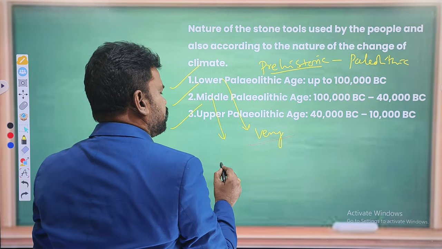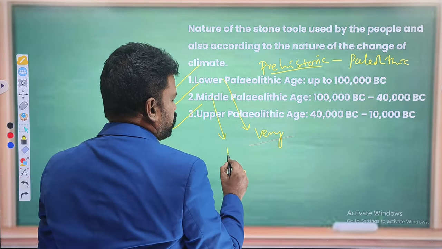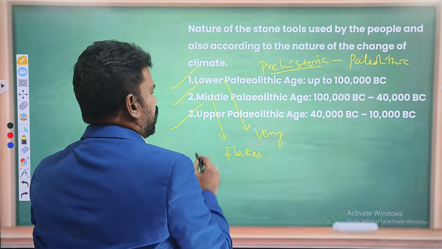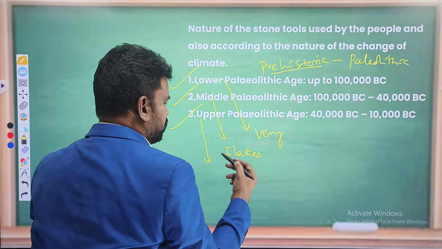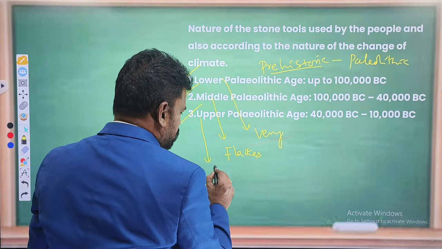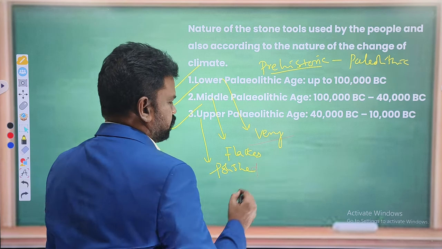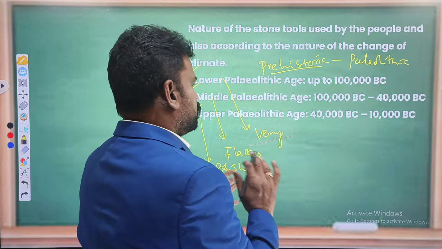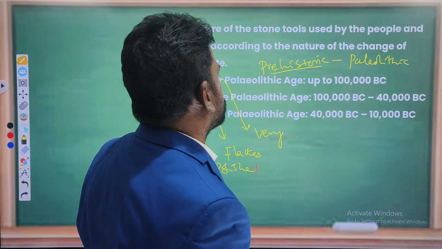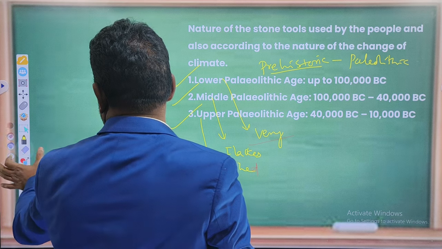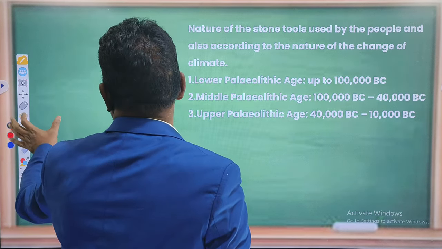In the Middle Paleolithic period, they used somewhat flakes. And in the Upper Paleolithic period, people used somewhat polished tools, and they knew how to sharpen the tools. All these changes are based on the use of the tools.